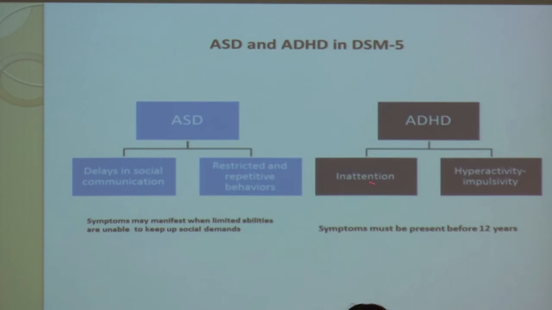For ADHD, the two main categories of symptoms are inattention, and hyperactivity and impulsivity, and they tend to go together, so we treat them as a combination rather than separate symptoms. The change they made was that the symptoms should be present before 12 years of age. In DSM-4, the previous classification, the symptoms should have been present before 7 years of age, so that's another change.